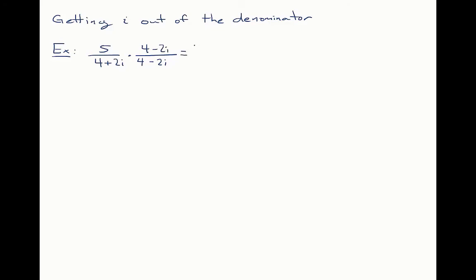So this gets you 5 times 4, 20, minus 10i. Then on the bottom, we get 4 times 4 is 16, plus 8i, minus 8i, and then minus 2i times plus 2i. Be careful with your signs, that just gets you plus 4. So what we have is 20 minus 10i. What this does is that it makes the imaginary part cancel out, and you get 20 here. So we get 1 minus 1 half i.